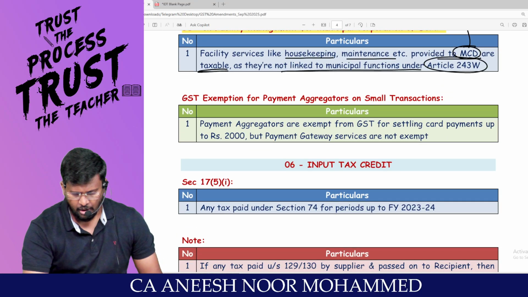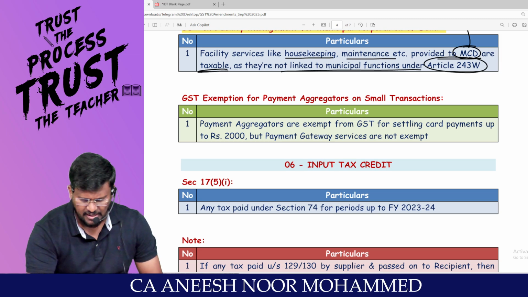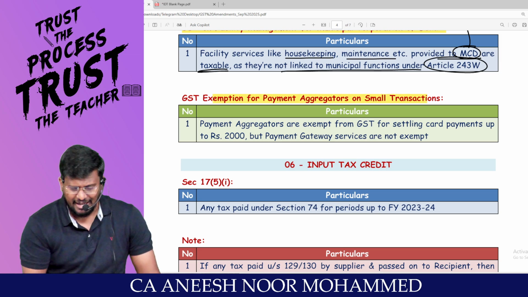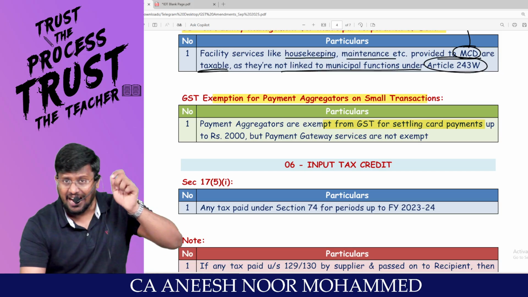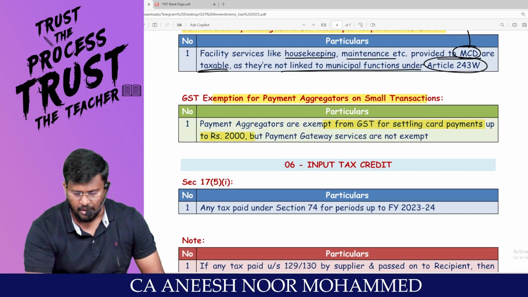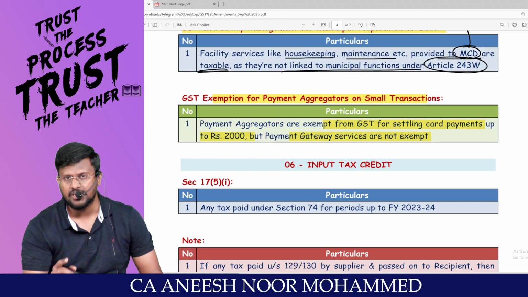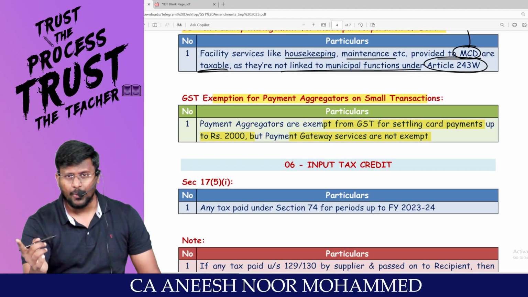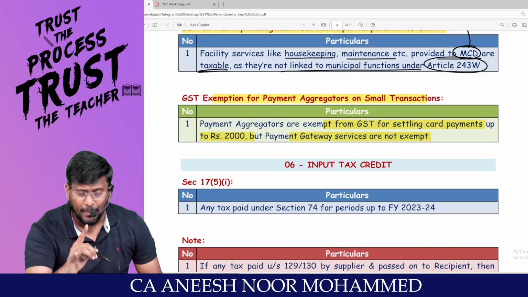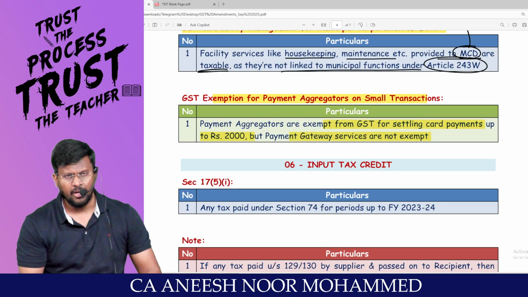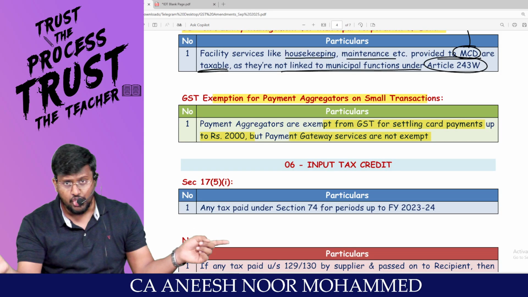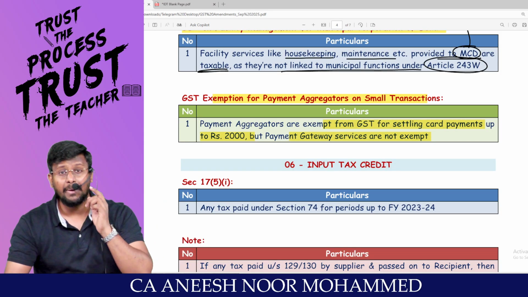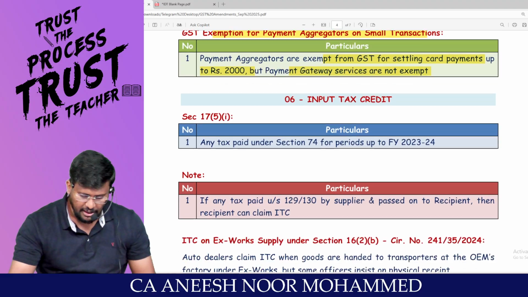GST exemption for payment aggregators on small transactions, that we already know, man. Payment aggregators are exempt from GST for settling card payments up to rupees 2,000, but payment gateway services are not exempted. That means if you are collecting any payment gateway services, that will be taxable. Sir, per transaction that commission is exempted, man, but payment gateway services are taxable.